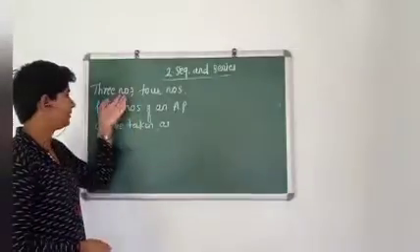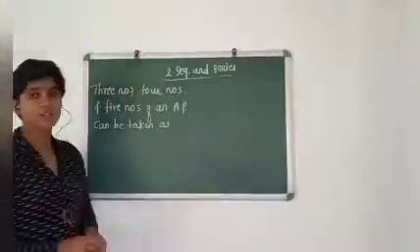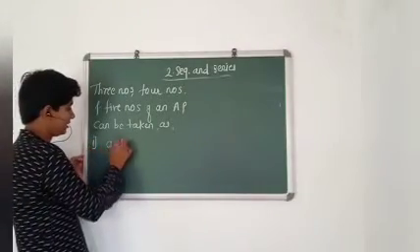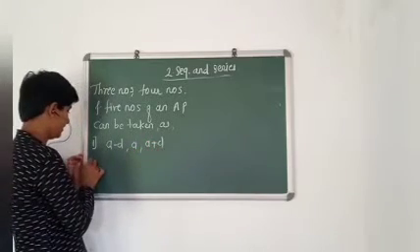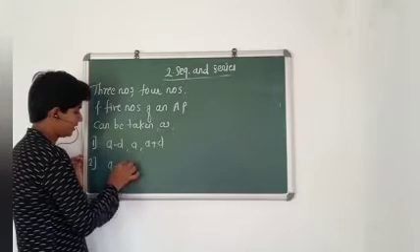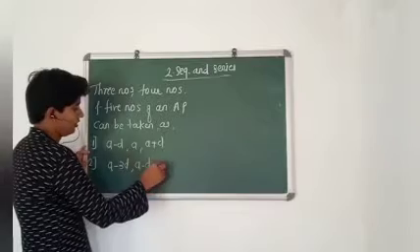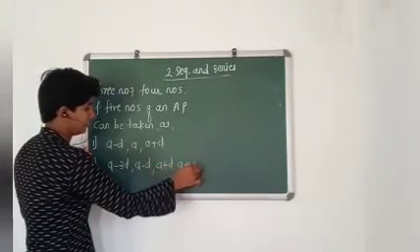Next one: 3 numbers, 4 numbers and 5 numbers of an arithmetic progression can be taken as, first, for 3 numbers, a minus d, a, a plus d. Second one, for 4 numbers, is a minus 3d, a minus d, a plus d and a plus 3d.